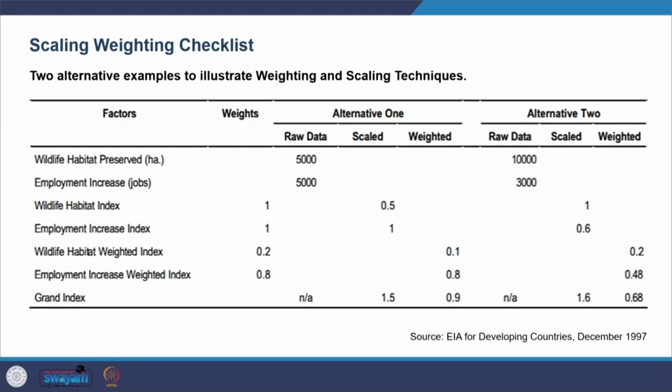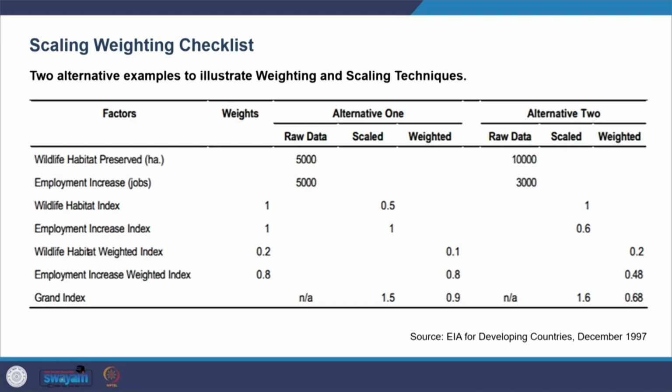And then you see in the wildlife habitat weighted index, you are now bringing in the weights. You are assigning weights. In that context, wildlife has been assigned 0.2 weight, whereas employment increase weighted index has been assigned 0.8. That means you are giving more weightage to increase in employment compared to wildlife habitat. Any change in wildlife habitat is given 0.2, whereas employment is given 0.8.